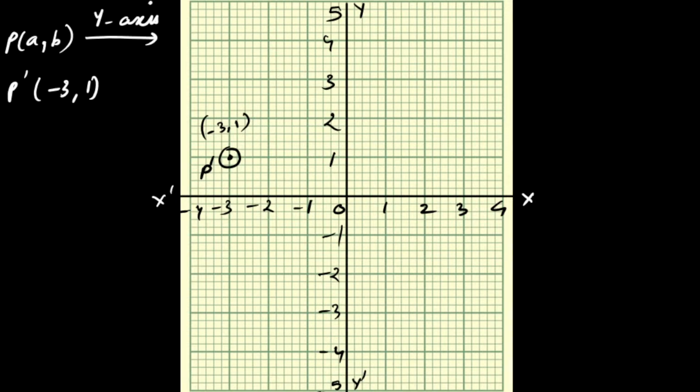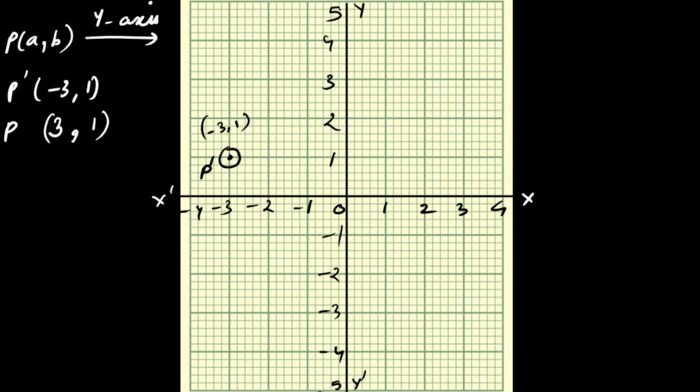If the reflection is done in the y-axis, what will be the coordinates of P? Some point P has coordinates AB. If reflection is happening in the y-axis, y will remain the same, and that means x would have changed. So x would have changed from 3 to minus 3, and y is the same. So this is the coordinates of P.